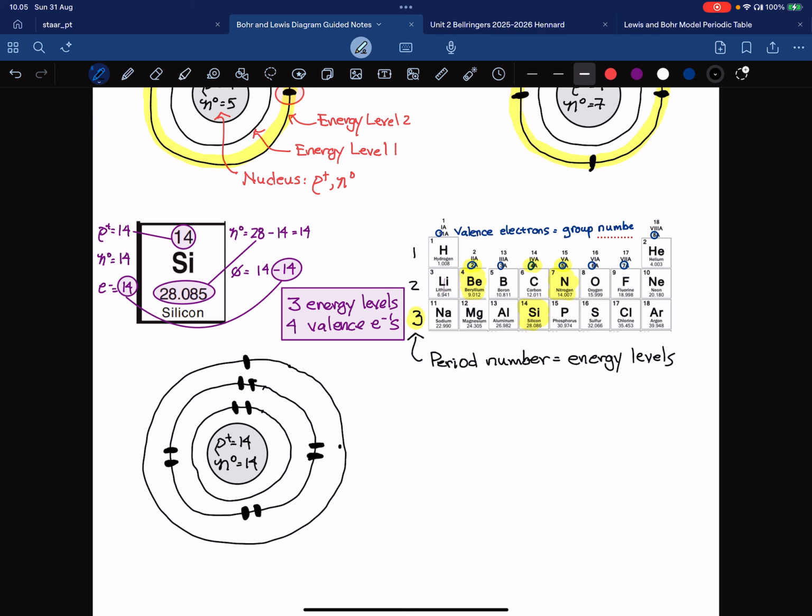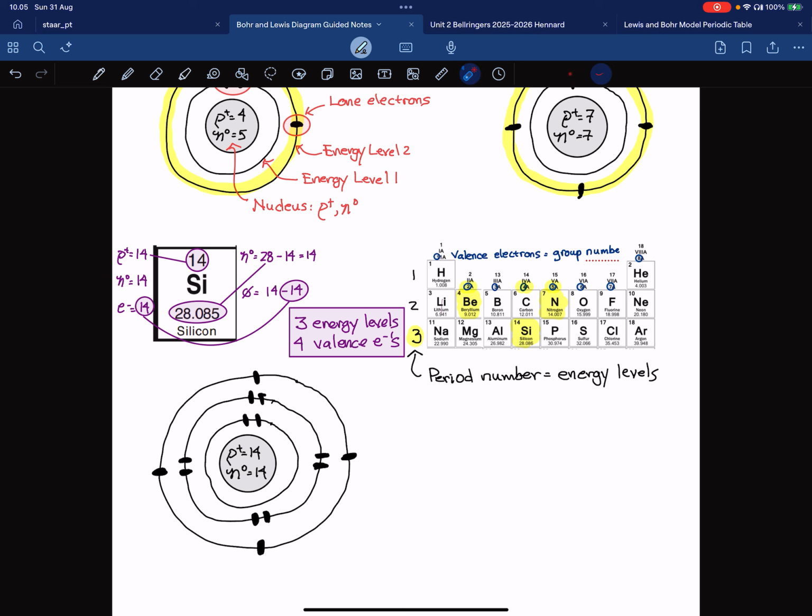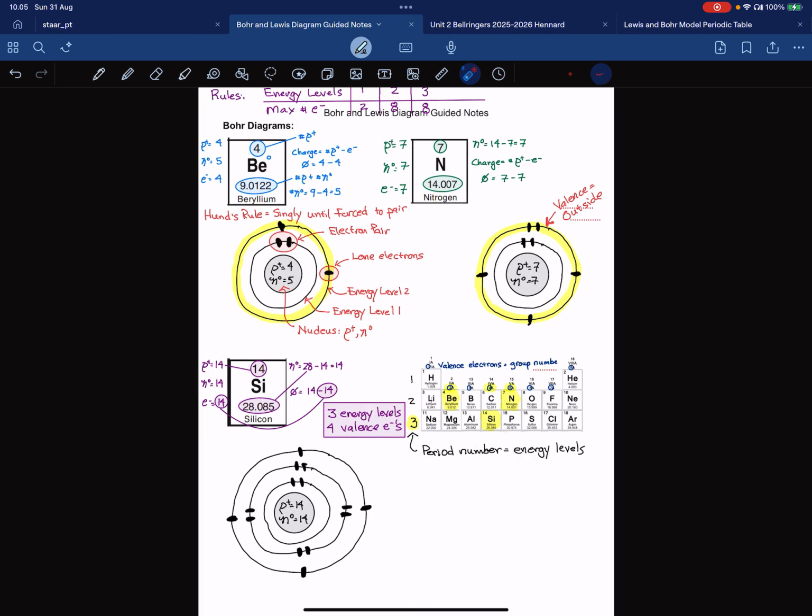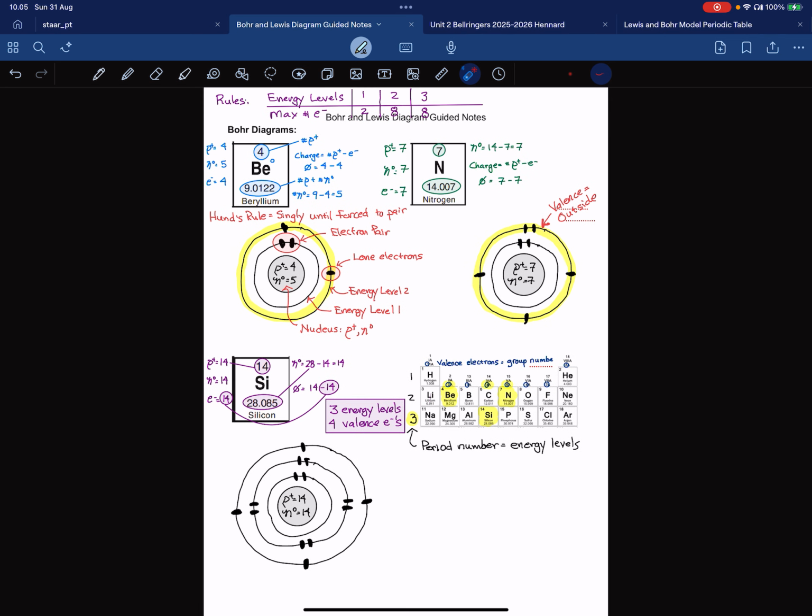1, 2, 3, 4. So let's check our predictions. 3 energy levels. 1, 2, 3. Yes. 4 valence electrons. 1, 2, 3, 4. Yes. So everything that we predicted has come to pass, and that is, in fact, the Bohr model or Bohr diagram for silicon.